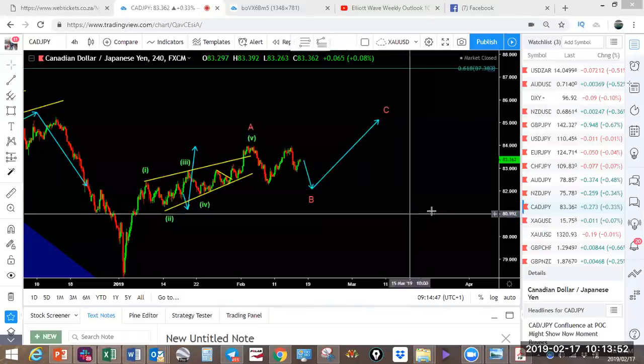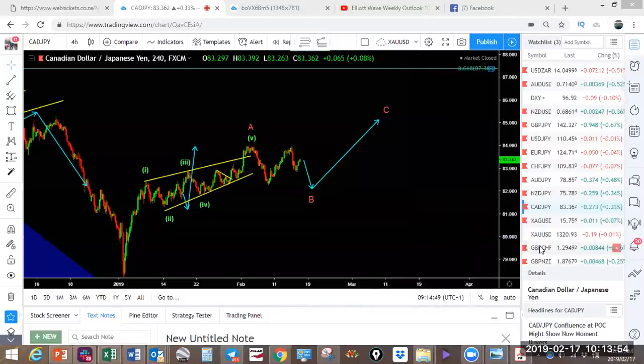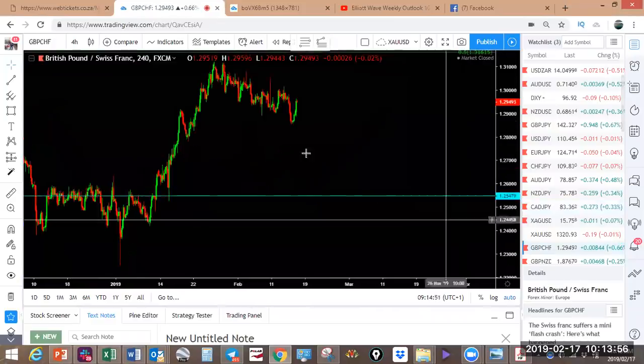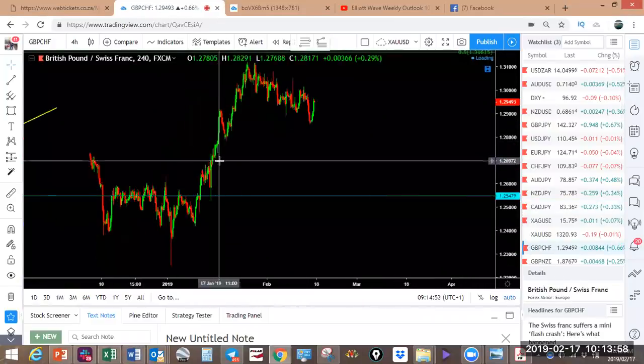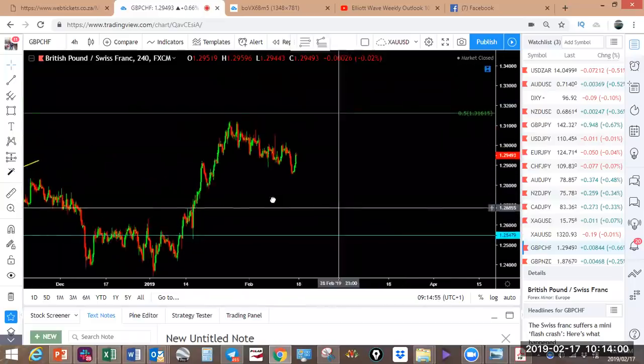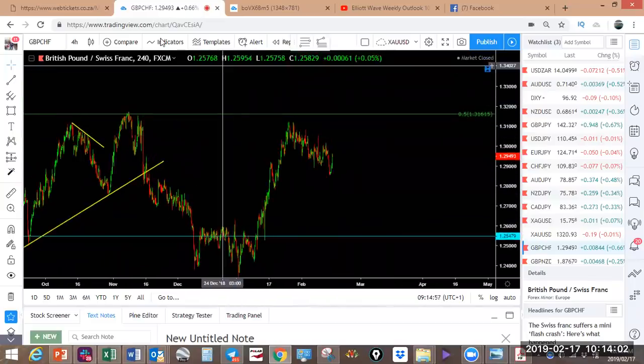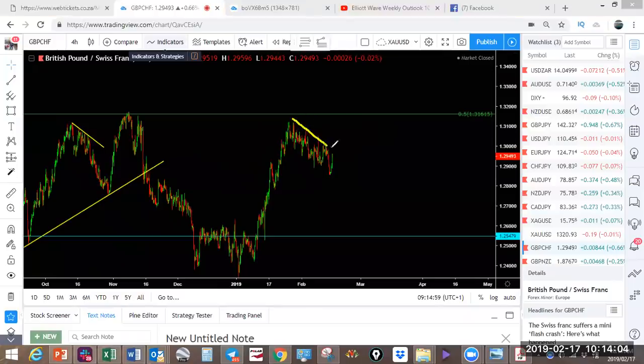All right, that is CAD. Let's look at the pound pairs now. Pound pairs are looking interesting. If you look at pound CHF, you are looking for this one to break to the upside. Don't miss these moves on the pound pairs, guys.